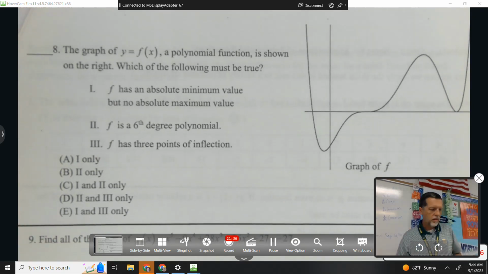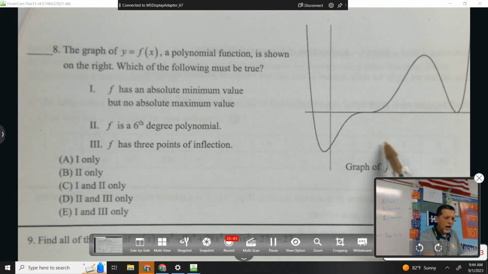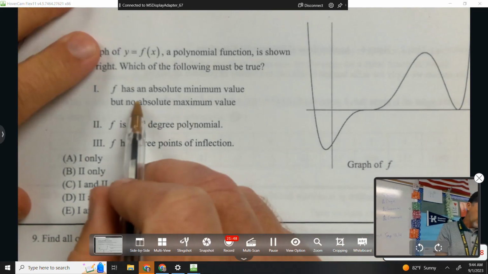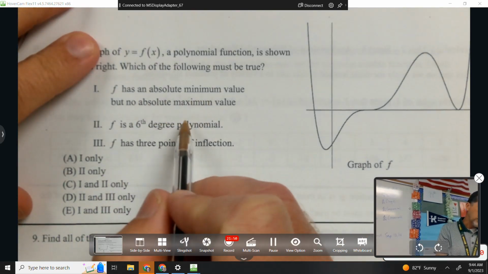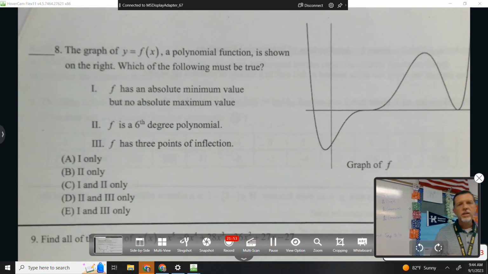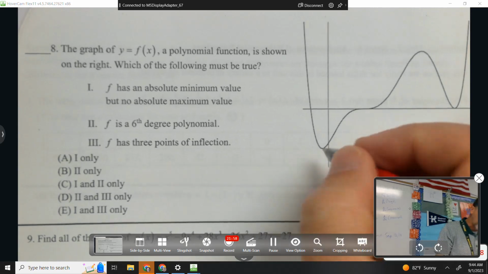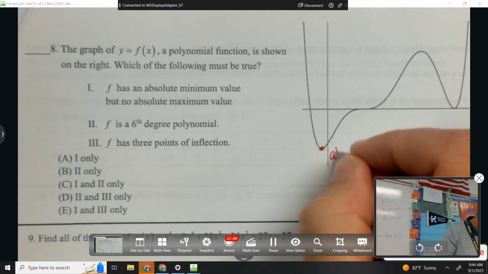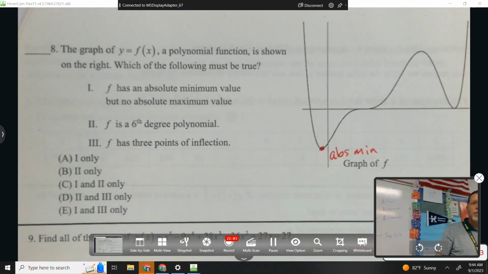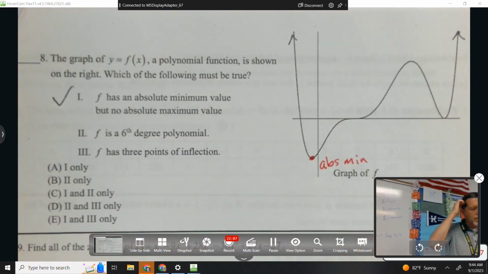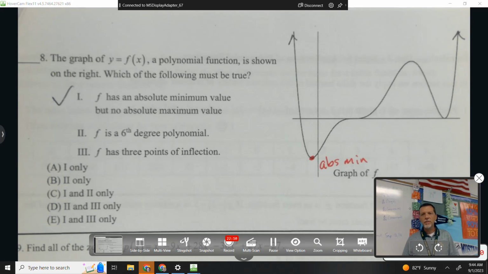Number 8. Multiple choice. Should be okay here. The graph of f of x is shown. Which of the following must be true? F has an absolute minimum but no absolute maximum. What do we think? Yes, like there's the absolute minimum. But no absolute maximum because there it goes up forever. So yeah, that's a true statement. There is a minimum, there is not a maximum.